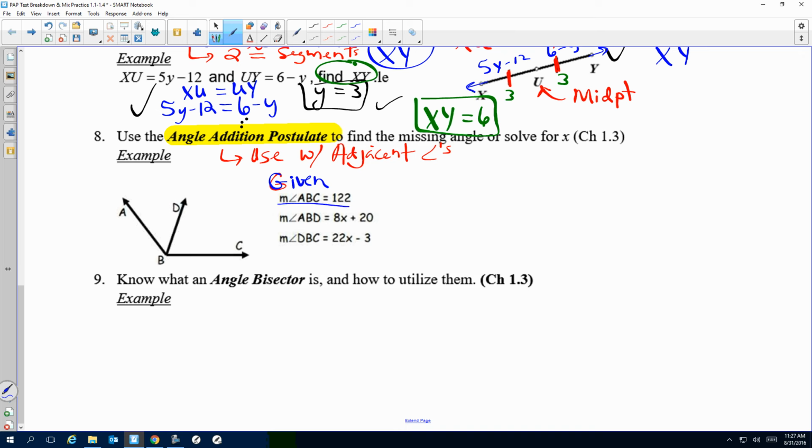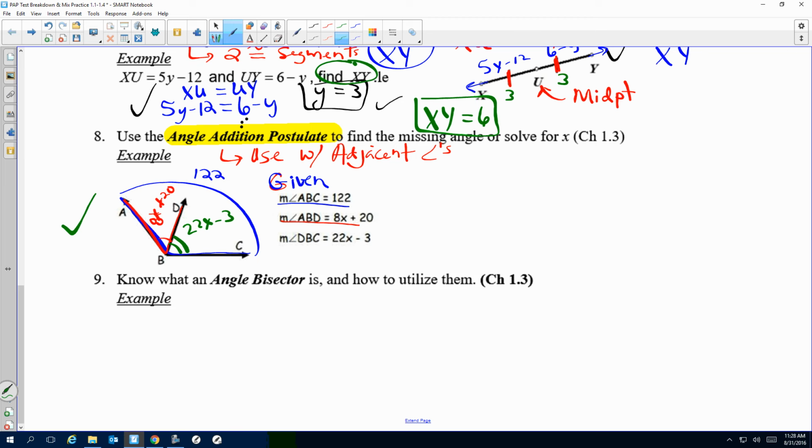If I have angle ABC, ABC represents the whole angle. So that whole thing is 122. I'm labeling it 122. Then I have angle ABD. I just follow my letters ABD. Okay, that's this small acute angle to the left. I can label inside of it 8x plus 20. That should be an x. That should be a plus. And then DBC, two arcs, 22x minus 3. So we can label, I'm giving you partial credit.